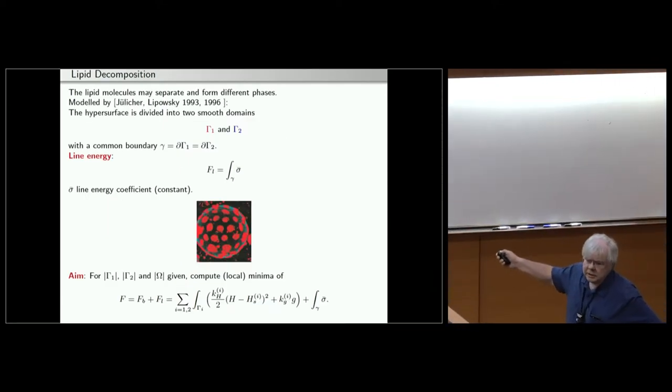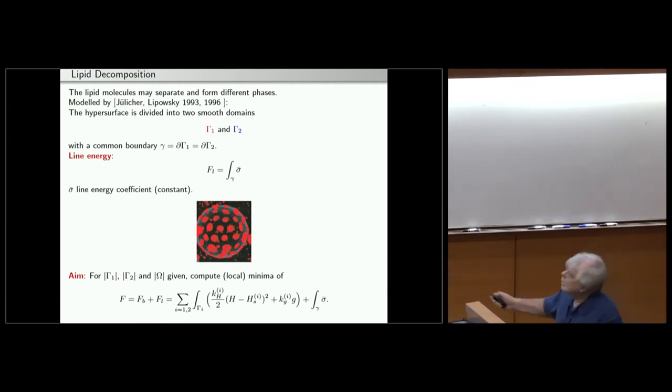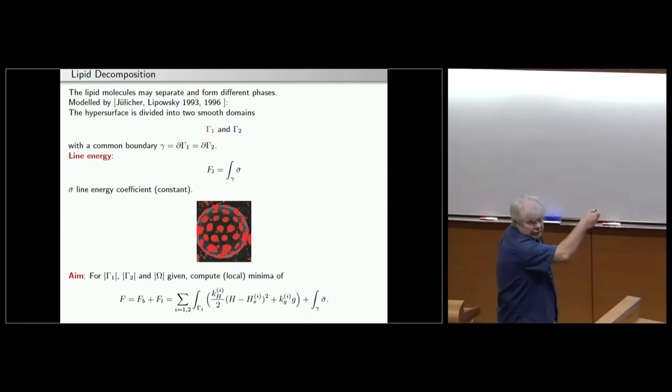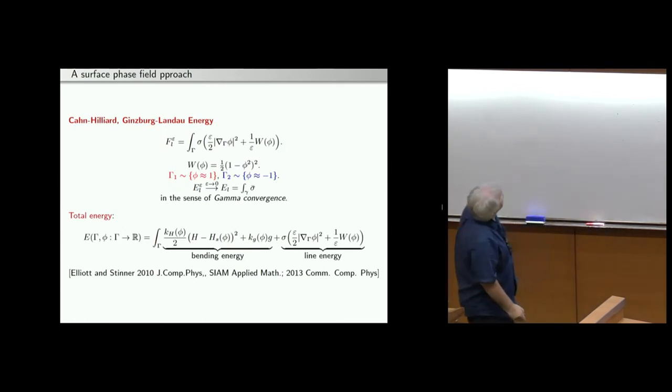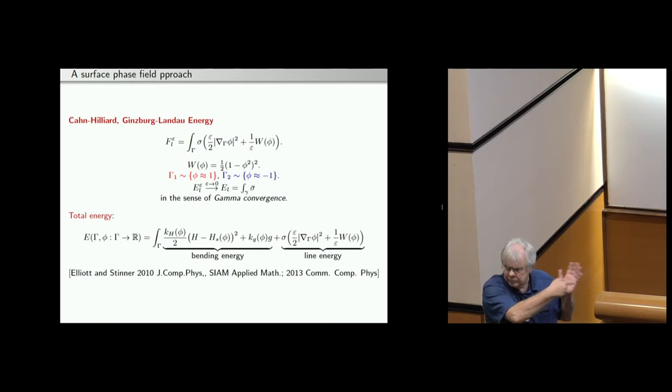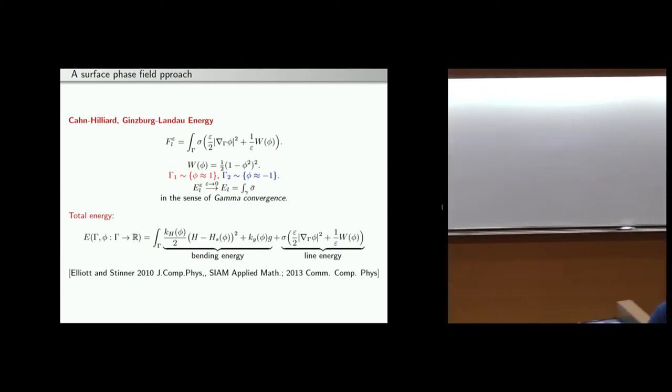But in this picture here, we see that we have these red domains and blue domains. So there is a model where we associate with this line a line energy. So sigma here is like surface tension, but it's for this line. In this model, we would divide the surface up into two regions, gamma 1 and gamma 2. And we would have this bending energy in each of the gamma i, and then on the lines we would have the line energy. So it's natural, as a model for this, to go for this sharp interface formulation if you wish. But it's also natural to think of a phase field model on the surface.